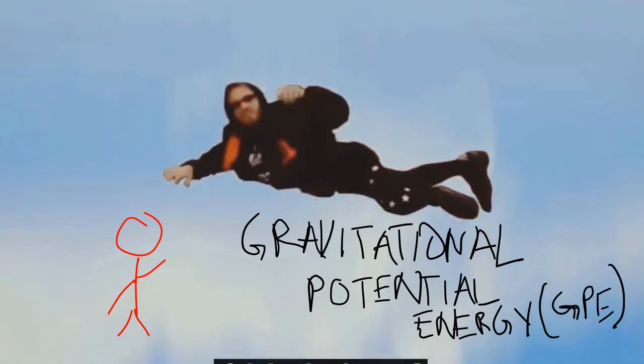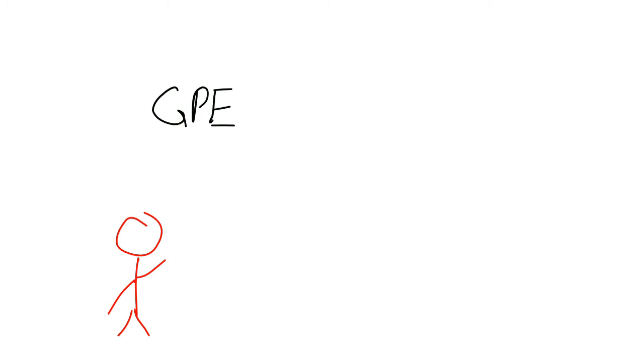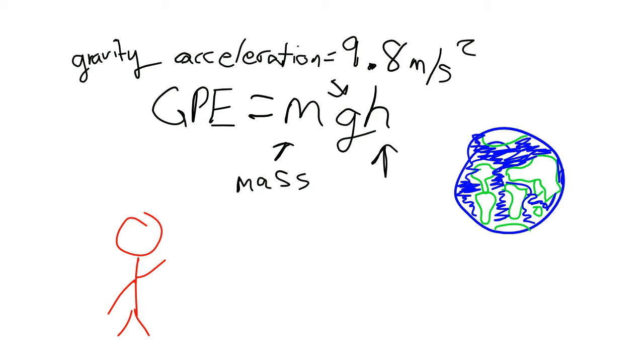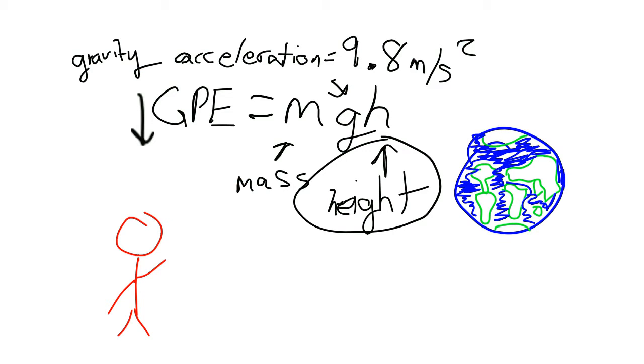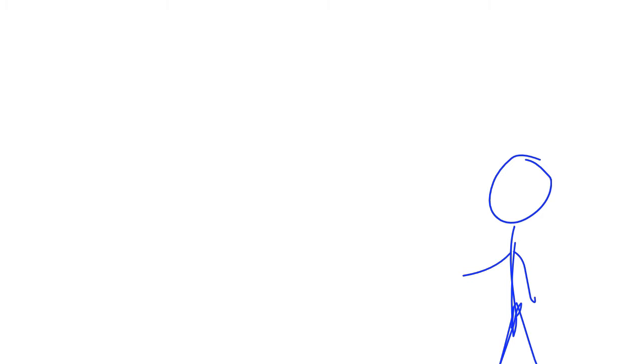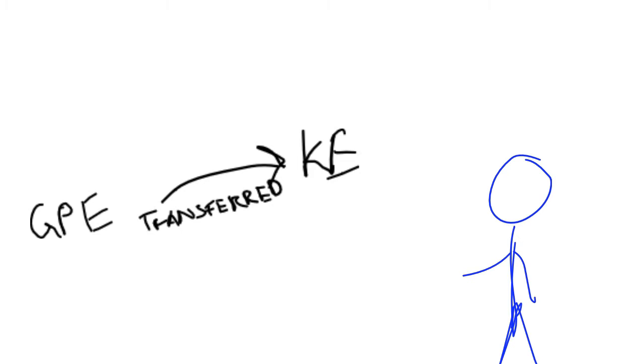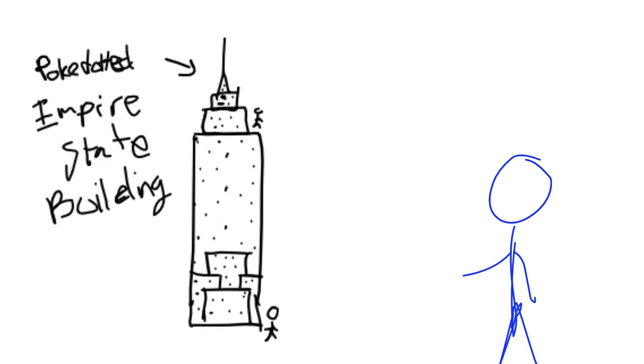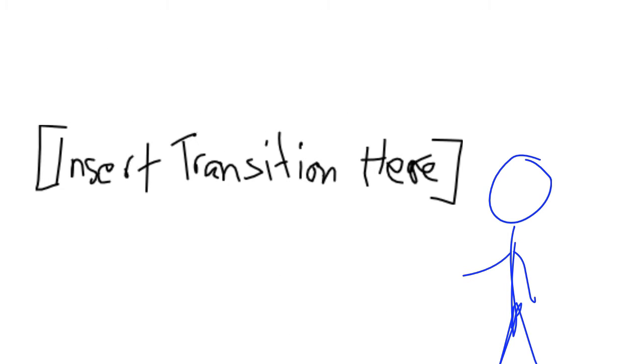Here, the type of potential energy is gravitational potential energy, represented by GPE equals mgh, where m equals mass, g is acceleration due to gravity, so 9.8 meters per second squared on Earth, and h equals height. So as PewDiePie falls, he loses height, and therefore loses GPE. But remember, energy cannot be destroyed, so that quote-unquote lost energy is transferred into kinetic energy. Hence why things gain speed the longer they fall. This explains why dropping almost anything from the Empire State Building is akin to shooting a bullet.